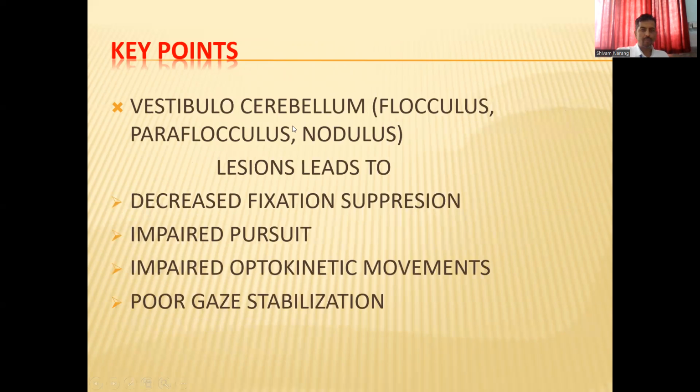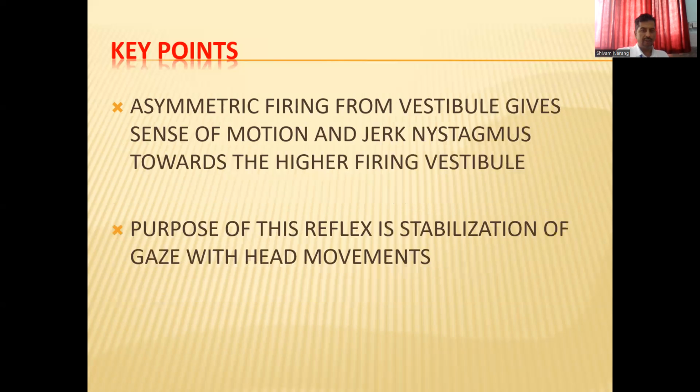Vestibulocerebellum, or the flocculus, paraflocculus, and nodulus, these three parts: a lesion of these parts decreases fixation suppression, and causes impaired pursuit movements, impaired optokinetic movements, and poor gaze stabilization. So basically, whenever there is a lesion in the cerebellum or the vestibulocerebellar system, there will be loss of all these eye movements, and we can check that with video nystagmography. So with this, we can locate the site of the lesion.